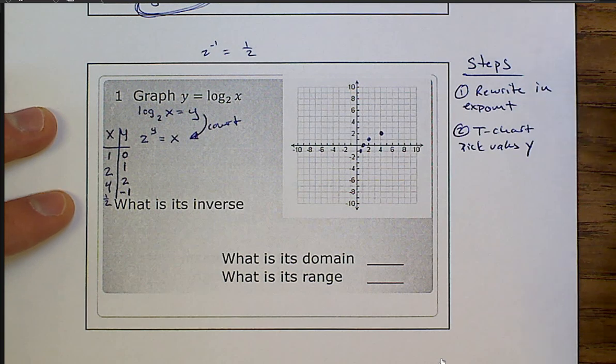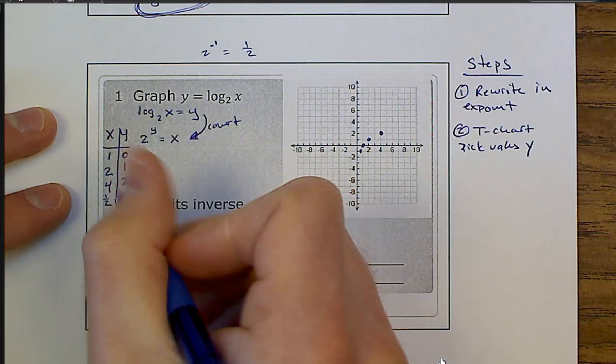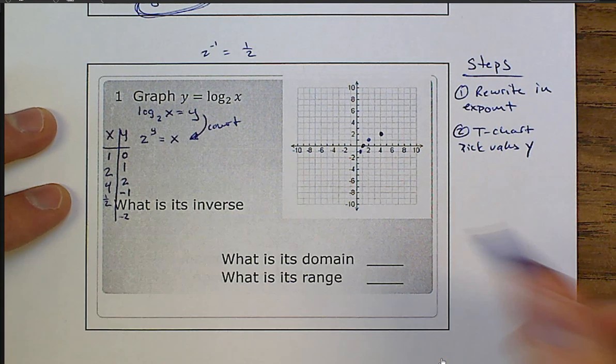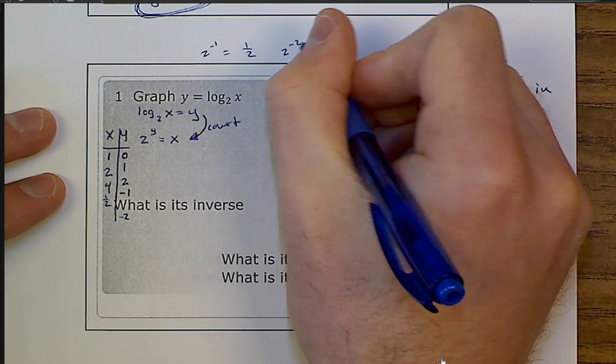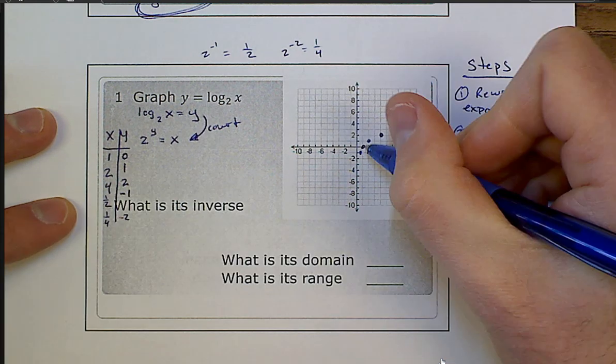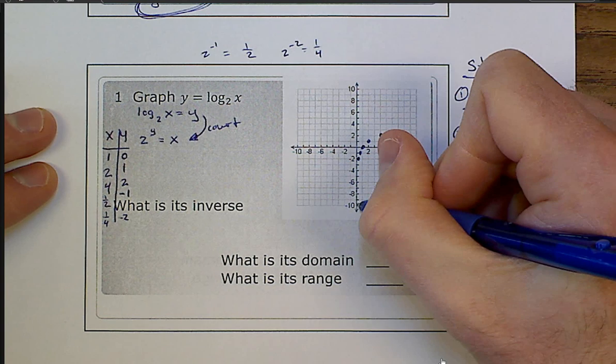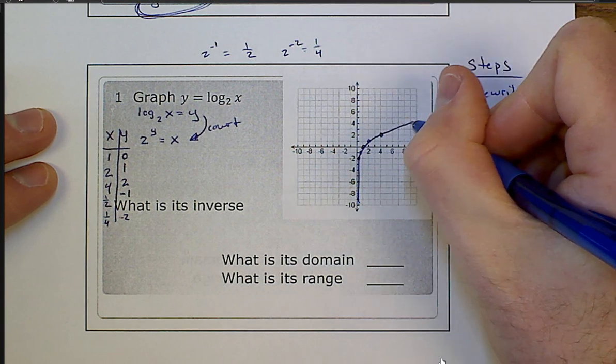And what's going to happen is if you pick a negative 2, I'm kind of running out of space here, but I'll put the negative 2 down here. If I pick a negative 2, I get 2 to the negative 2, which is 1/4. So I get 1/4, negative 2. Well, what do you notice is going to happen? You're now going to get a graph that looks like this.